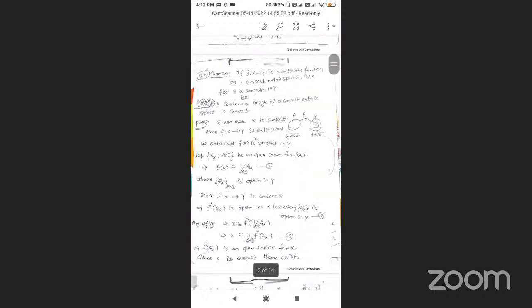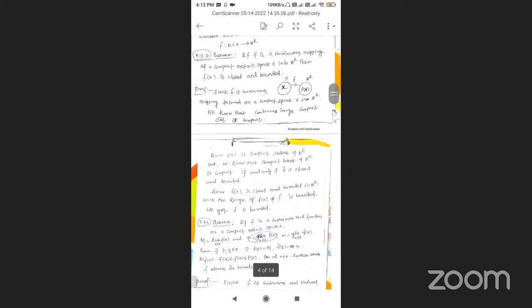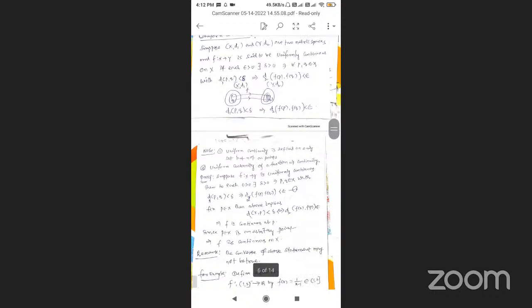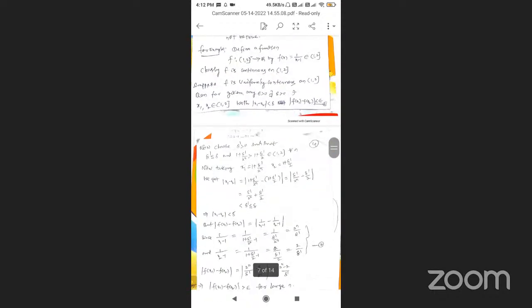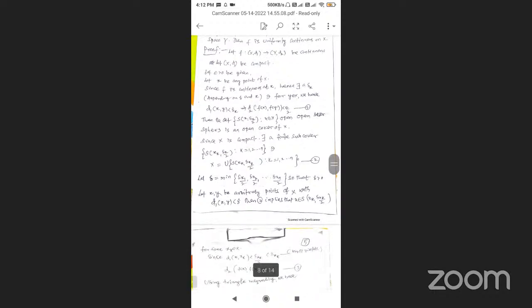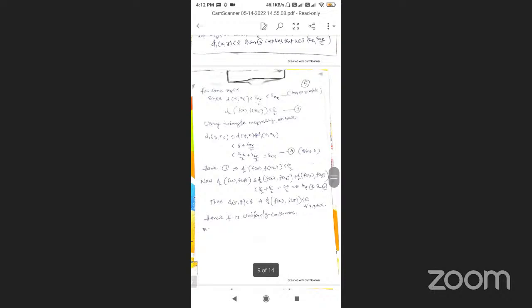So uniformly continuous. This is theorem 5.3.2, which says f is uniformly continuous. This is 5.3.16. I have to take the first equation and second equation, and the third and fourth equations. By using the third and fourth, we got that f is uniformly continuous. So f is uniformly continuous.